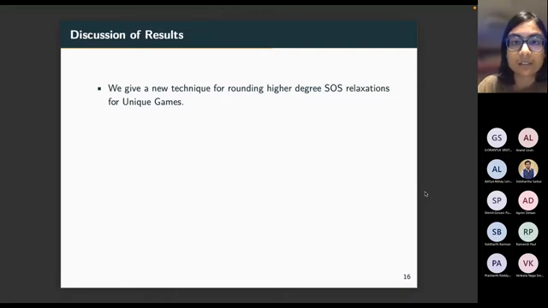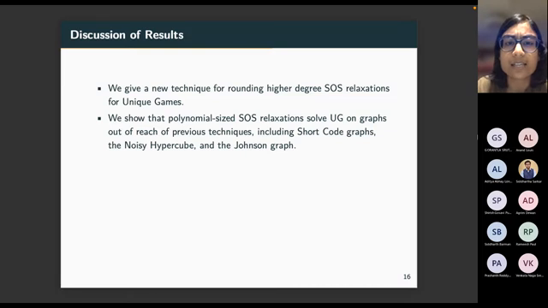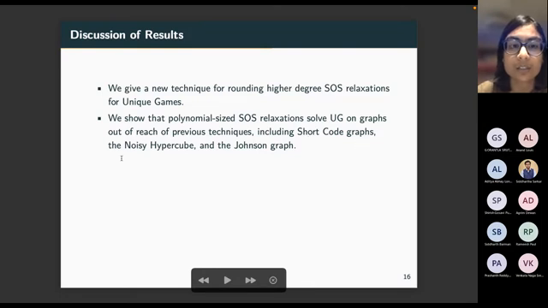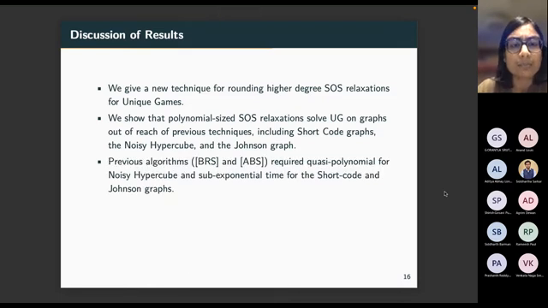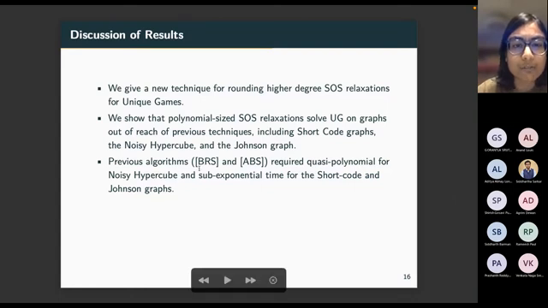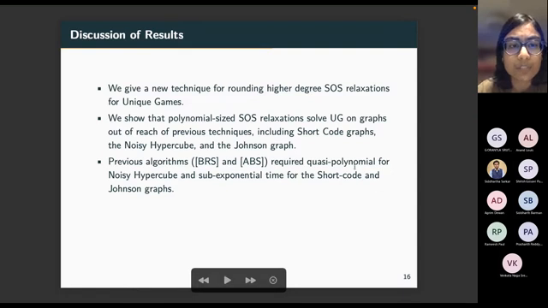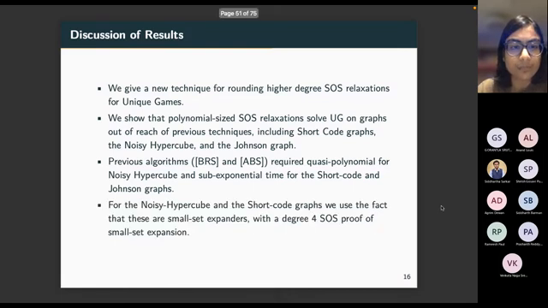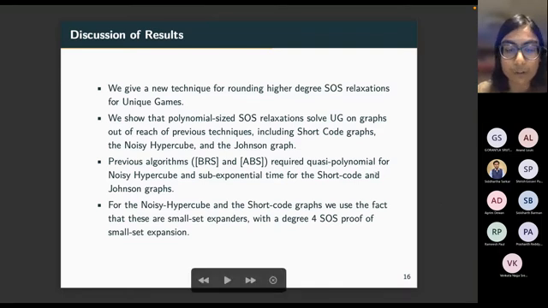Now I'll discuss our results. Firstly, we give a new technique for rounding higher degree Sum-of-Squares relaxations. We show that polynomial sized Sum-of-Squares relaxations solve unique games on graphs that were out of reach of previous techniques. So these graphs are short code graphs, the noisy hypercube, and Johnson graphs. And previous algorithms, for example, that of Barak, Raghavendra, Steurer, and Arora, Barak, Steurer, required quasi-polynomial time for the noisy hypercube and sub-exponential time for the short code and Johnson graphs. And our algorithms require polynomial time for all of these graphs.